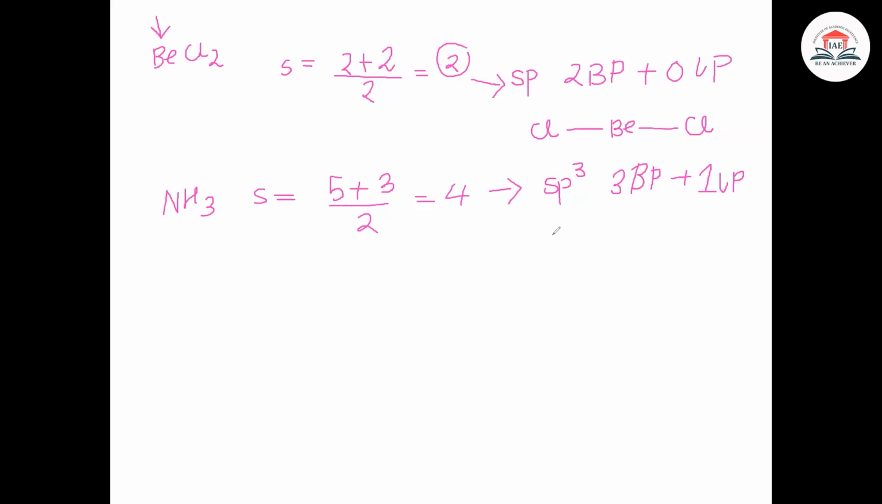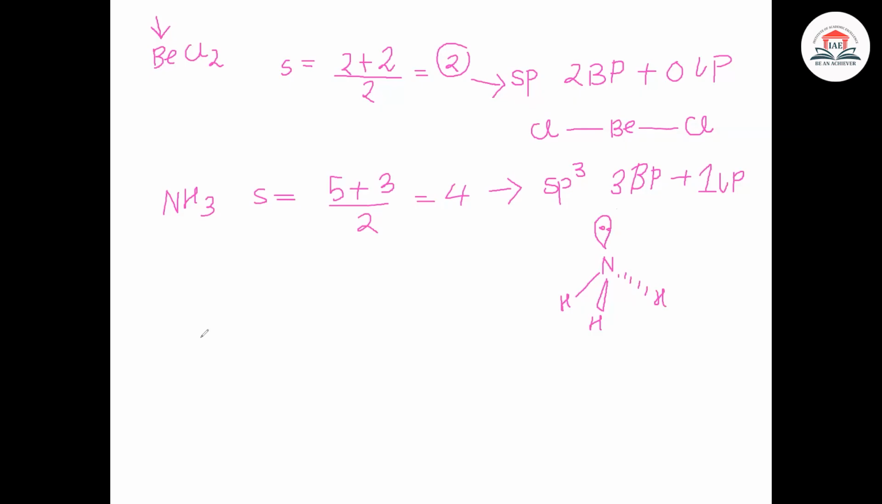হওয়ার কথা কি ছিল? টেট্রাহেড্রাল। But because of the lone pair, the shape will get deviated and it will become pyramidal. So it will look like this. N, এদিকে একটা হাইড্রোজেন, হাইড্রোজেন, hydrogen, and 1 lone pair on top. ঠিক আছে?